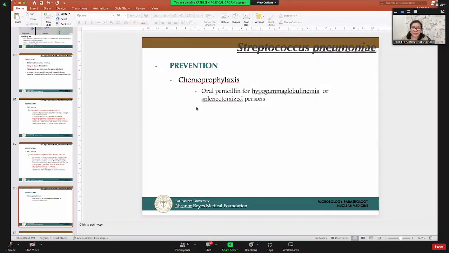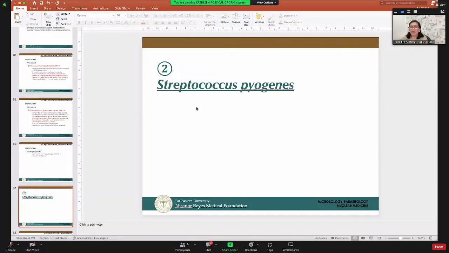Chemoprophylaxis, well, with oral penicillin for patients with hypogammaglobulinemia or patients that have undergone splenectomy. You give prophylaxis with oral penicillin.